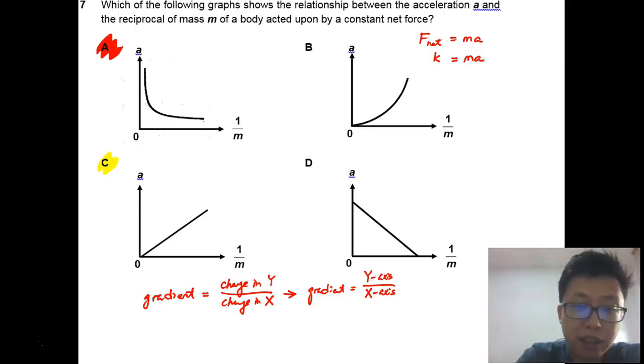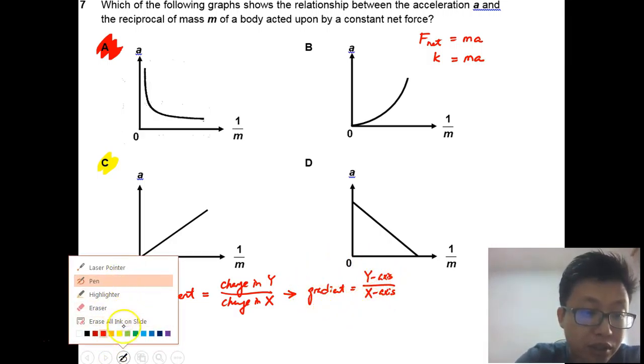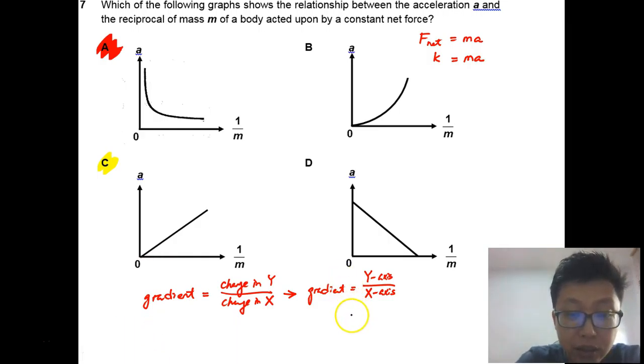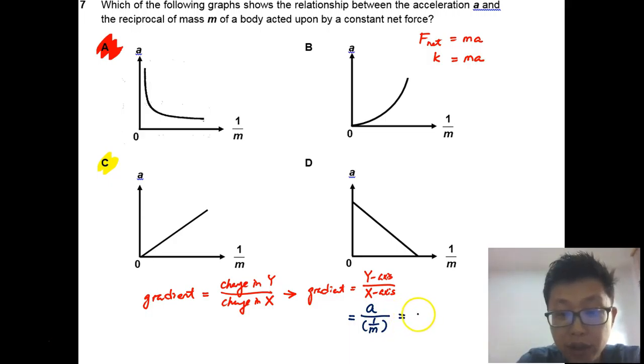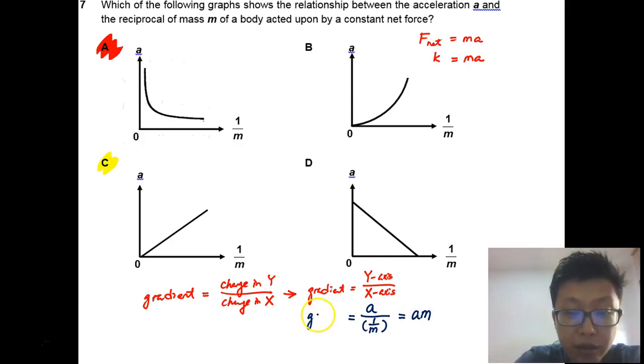If you look at the gradient of this kind of graph, and you know that your gradient is equal to y-axis over x-axis, let's substitute them into this general equation. I'm going to use a different color. Now y-axis is your a, x-axis is your 1 over m. Rearranging this formula will give you a times m, and it is equal to your gradient.